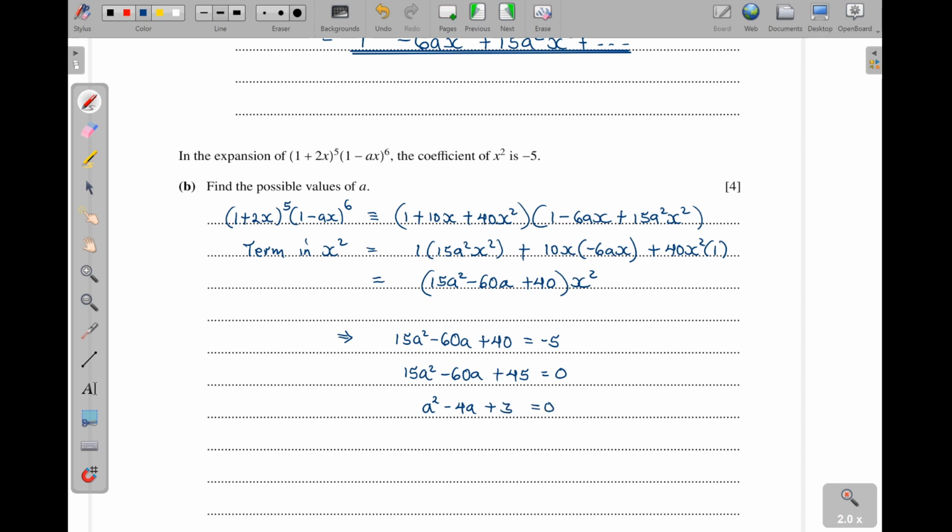So two numbers, when we multiply them, they give us 3, but when we add those two numbers, we get negative 4. That will be negative 1 and negative 3. So meaning a minus 1 here, and then a minus 3 will be the factorized equation here. And then when we equate each of these factors to 0, then a becomes a 1, and also a becomes a 3. And remember, they said the possible values of a. That means it was more than 1.